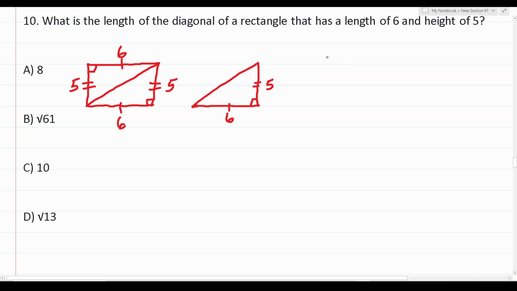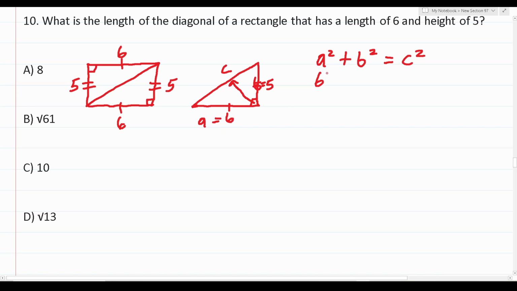We use the Pythagorean theorem, which says a squared plus b squared is equal to c squared, where a and b refer to the legs of the right triangle, and c refers to the hypotenuse of the right triangle. The hypotenuse is always directly across from the right angle, so this is c, and in light of that, we can let a be 6 and b be 5. So let's go ahead and plug those in.